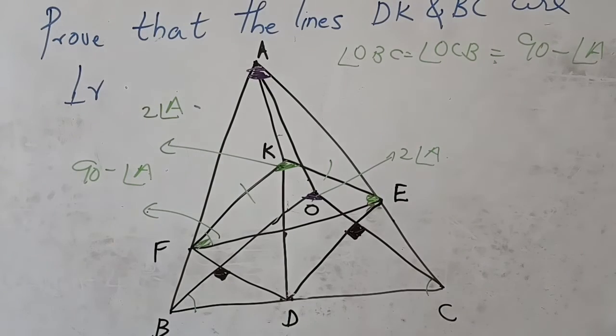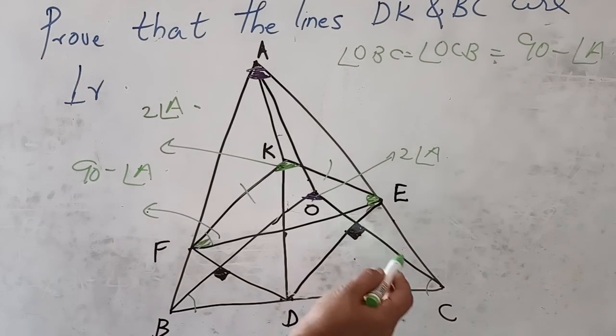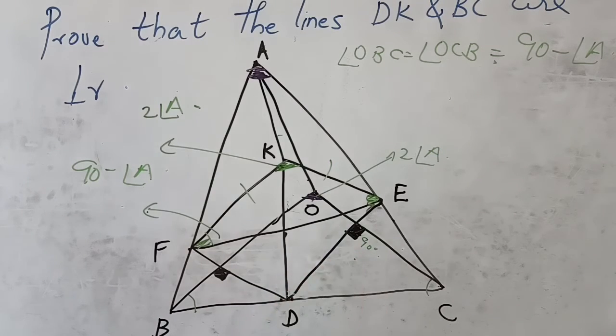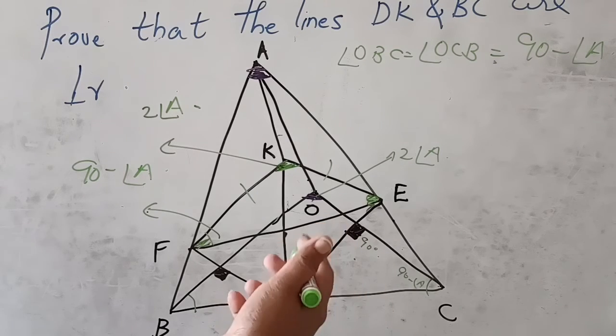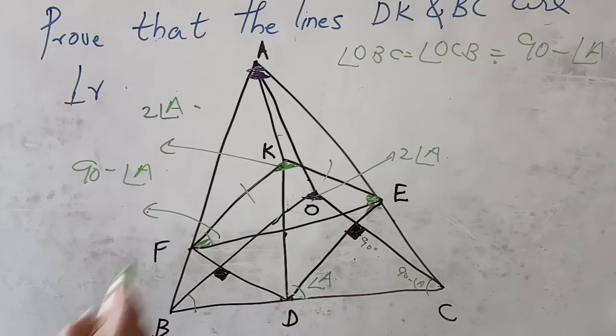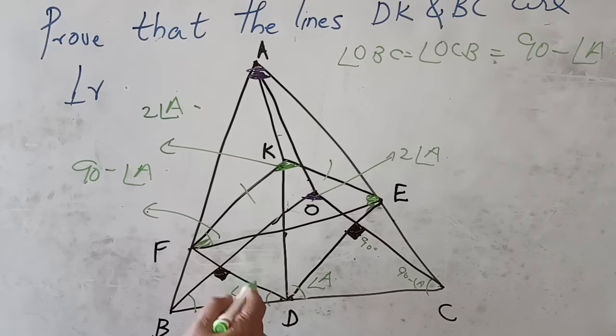Okay, so now let us consider this particular triangle. In this particular triangle, this angle is 90 degrees. This angle is 90 minus A. So what is the measure of this angle? You can use the sum angle property of a triangle. So you get the measure of this angle as angle A. Okay. Similarly, this angle also you get as angle A. Right?